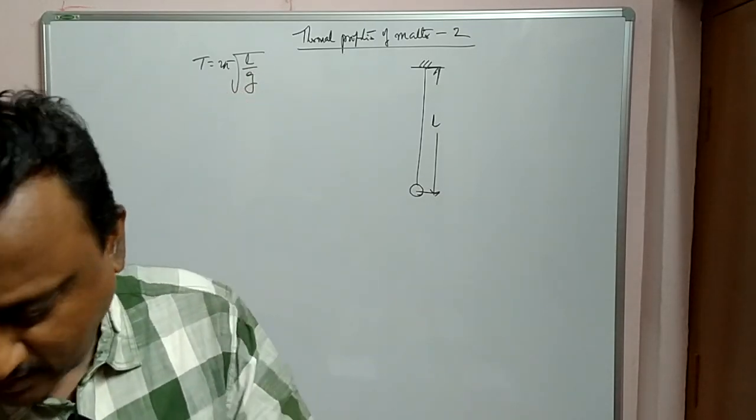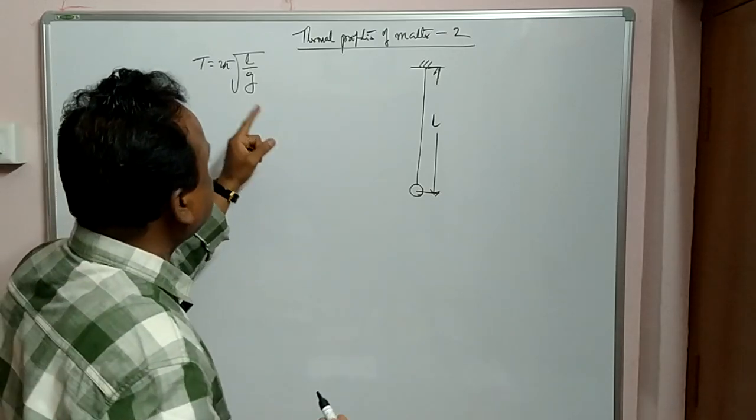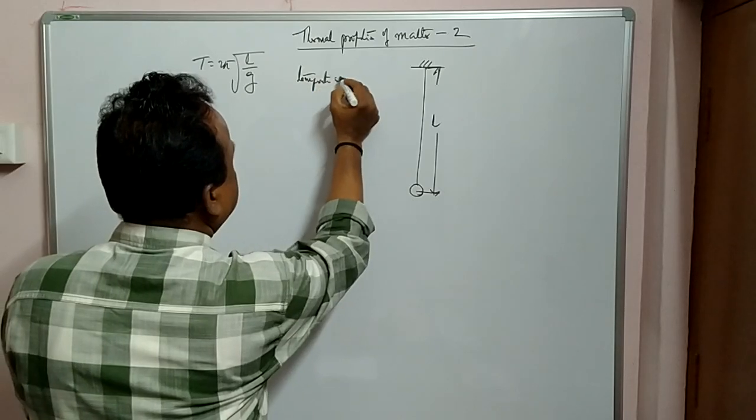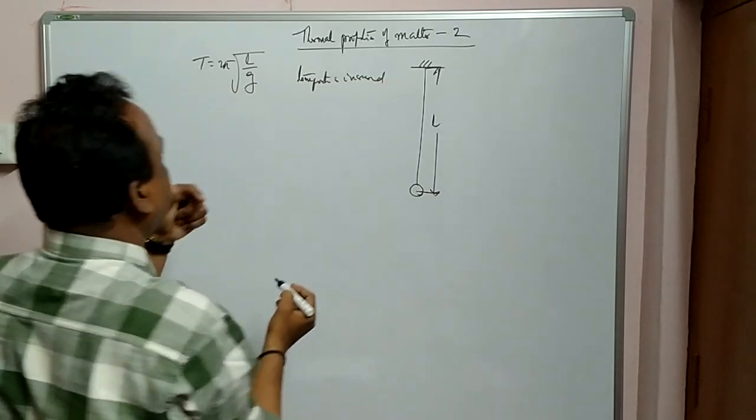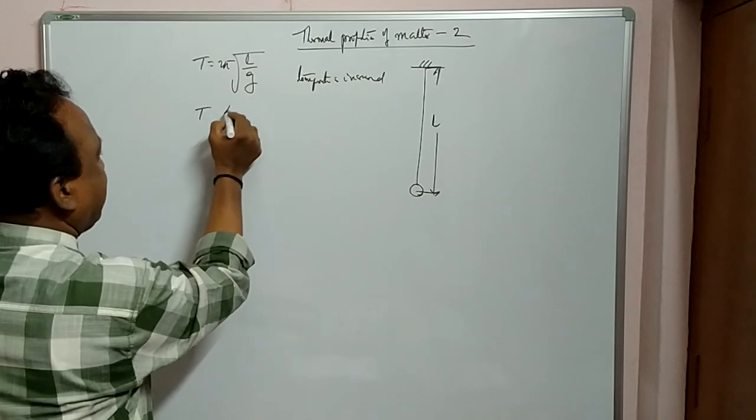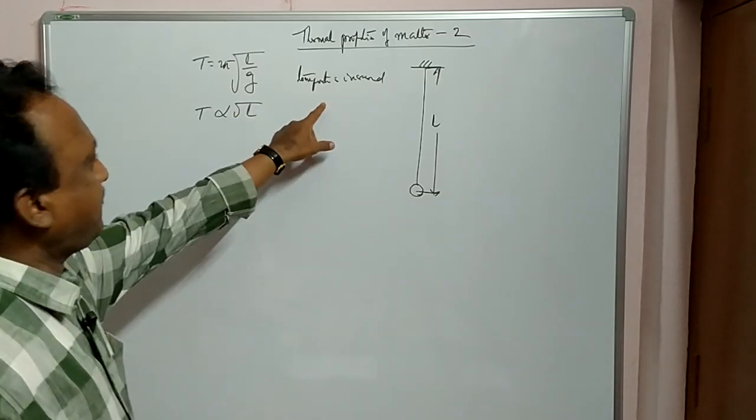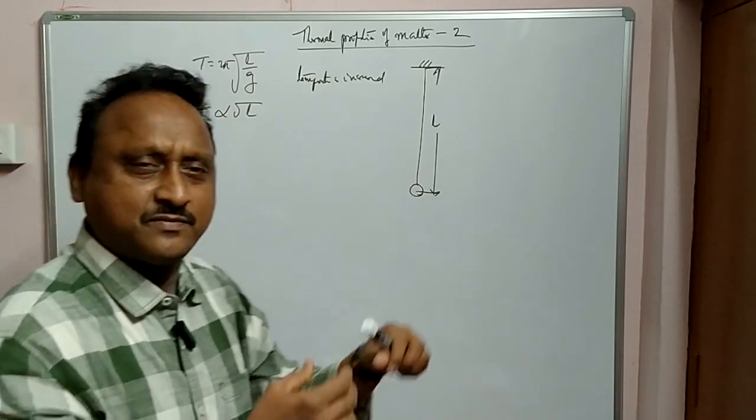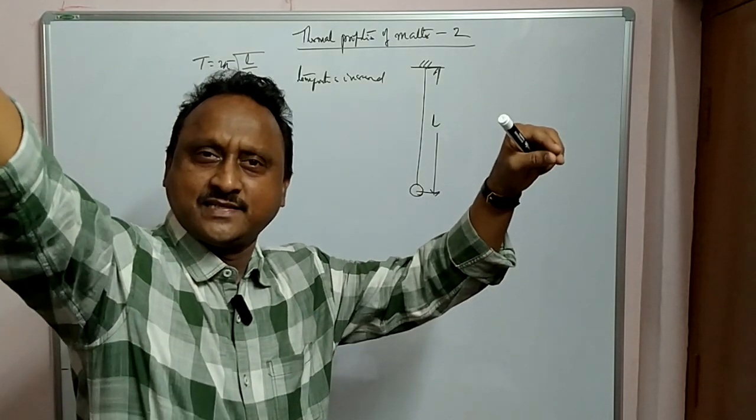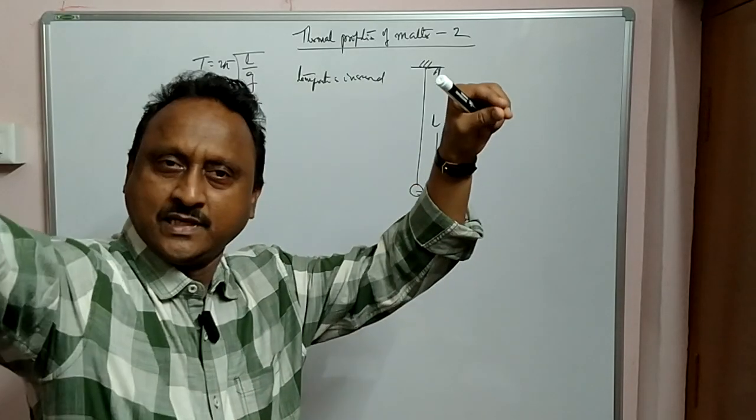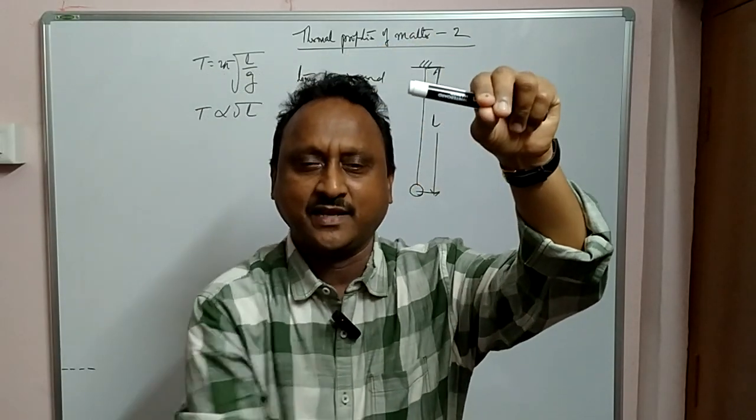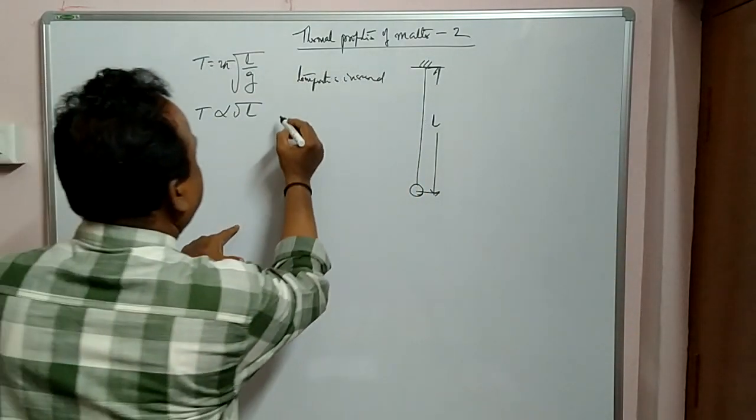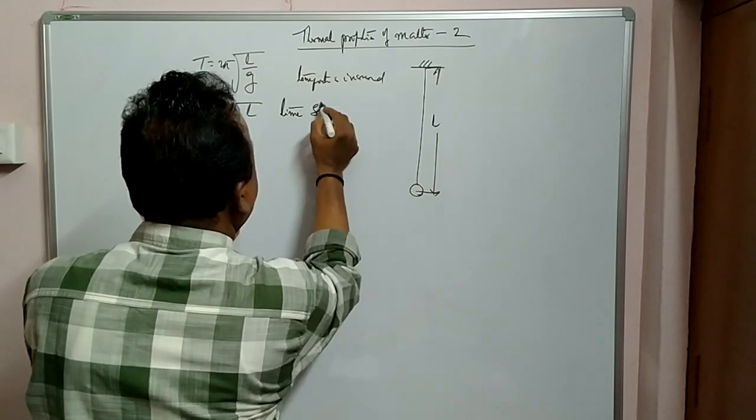Now what we want to discuss in today's class is, suppose the temperature is increased. So what happens? Length will increase, therefore T is directly proportional to root L. If temperature increases, length increases, so time period also increases. What is meant by increasing time period? That means it is taking more time to come back. That means the time is becoming slow.